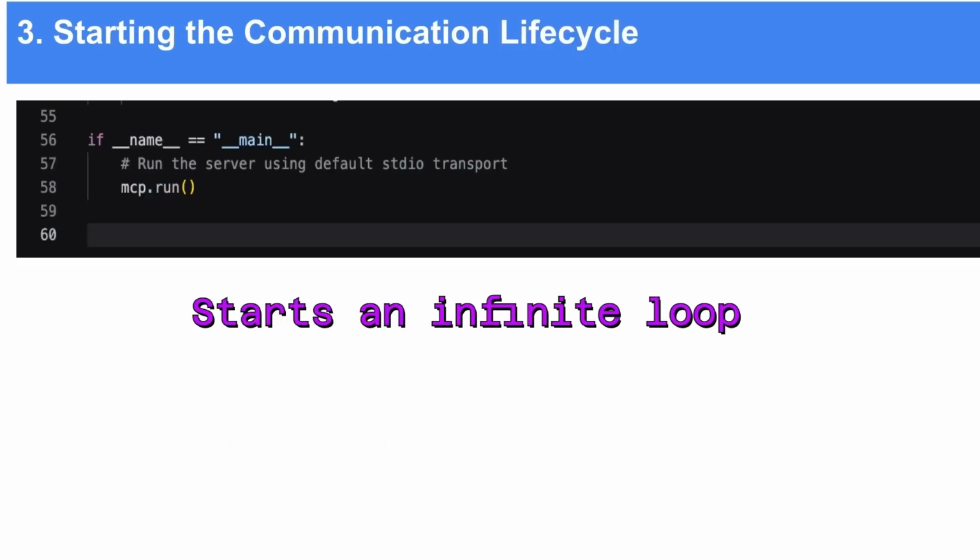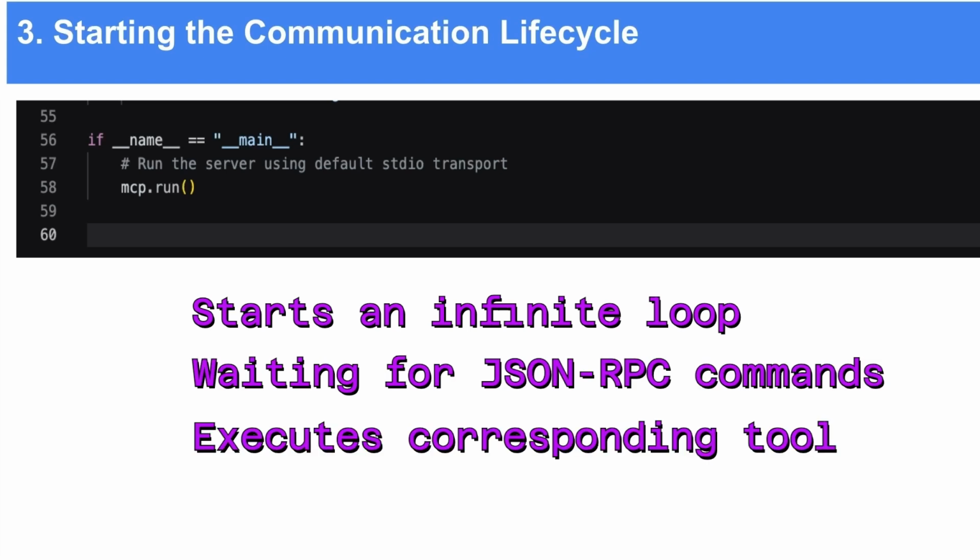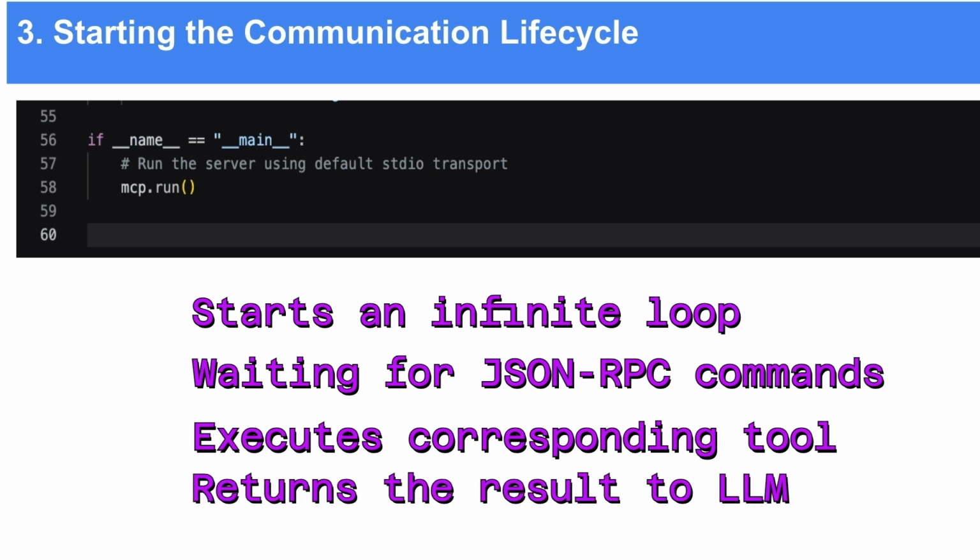3. Starting the communication lifecycle. The script executes mcp.run. This starts an infinite loop that keeps the Python process alive, waiting for JSON-RPC commands from the AI client, executing the corresponding tool, and returning the results back to the LLM.